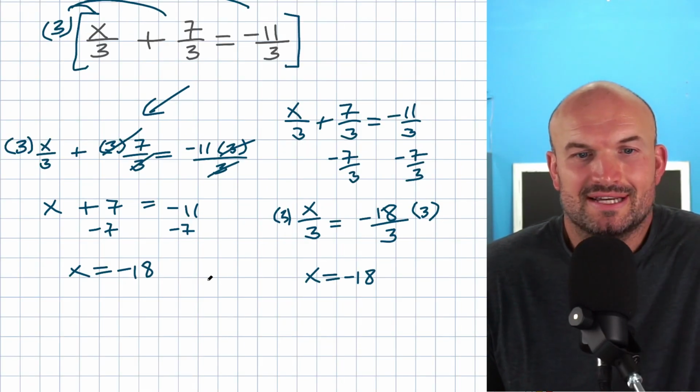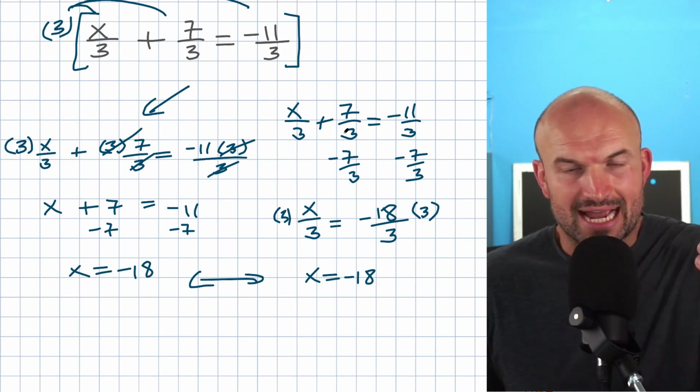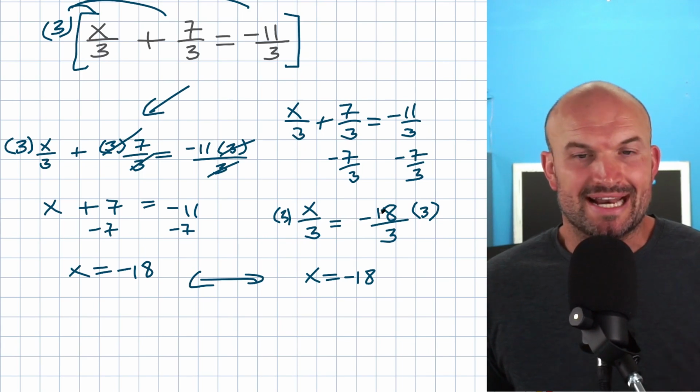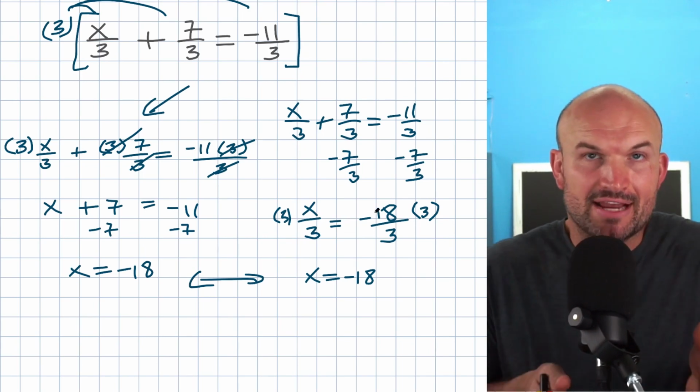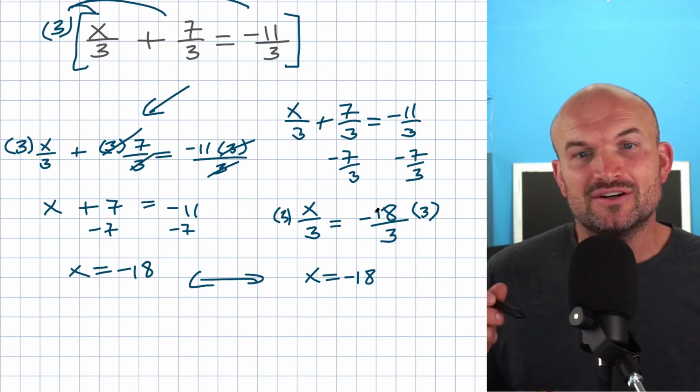Okay, and you can see, obviously, guys, we're going to get the exact same answer. There's something important, though, that I want you to see. As I was applying these inverse operations, I got this equation: x divided by 3 equals negative 18 over 3. Now, again, this is a proportion, right? It's a fraction equal to a fraction. But notice something. The denominator is exactly the same.